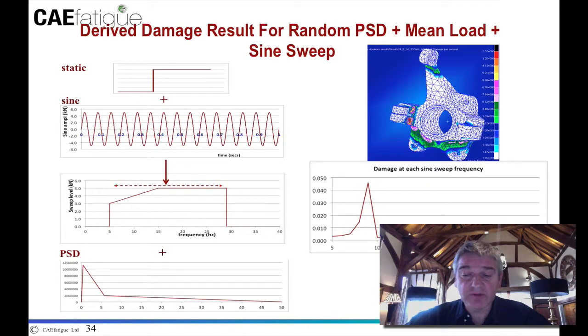This shows the derived damage result for a random PSD plus a mean load plus a sine sweep. You can see here that we have a damage plot which is a function of frequency. So effectively we've done a series of calculations for a superimposed sine wave at a particular frequency, and here we see the resultant damage as a function of frequency.